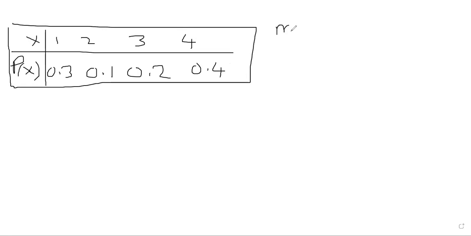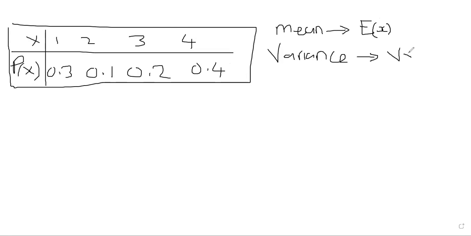So the mean is actually the expected value, which would be summation of what? Not summation of x, it's expected value E of x. When you're asked to find the variance, the symbol is the variance V of x. When you're asked standard deviation, it is simply this symbol, sigma x.